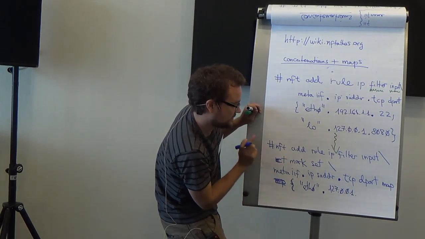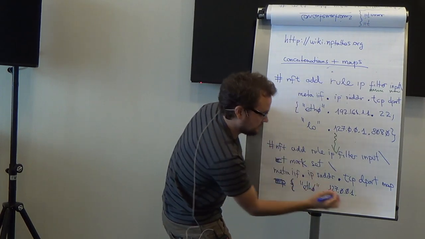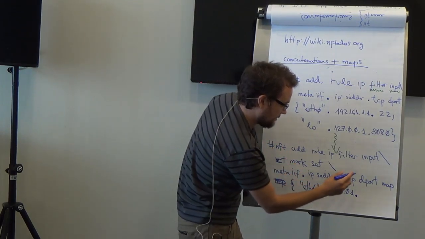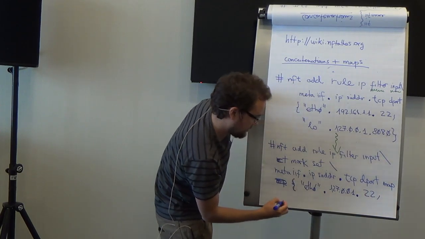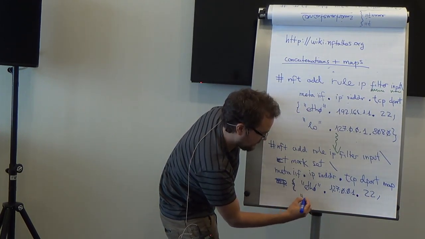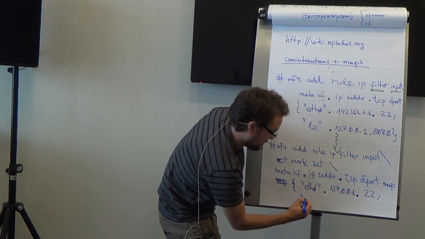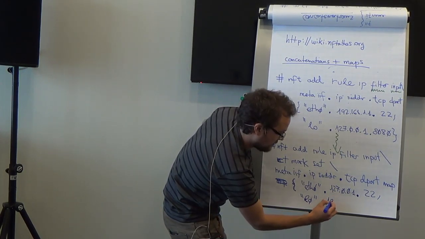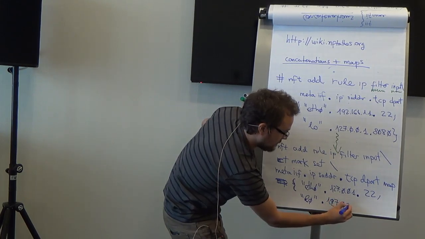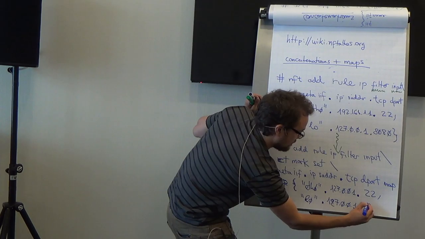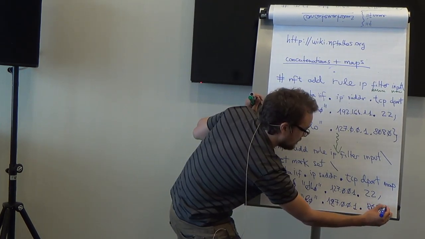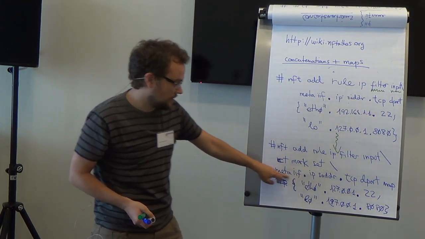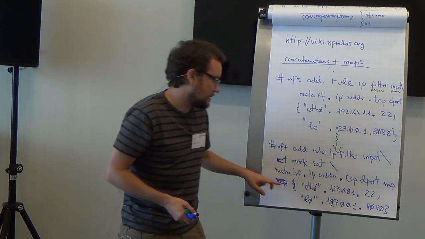I'll tell you this is going to fail because we are missing some code in nft, in user space, but I'll tell you what is missing and why. Is it 22? Yes, 22. Okay. So this is basically setting the conntrack mark based on this concatenation, and now we define the mapping.